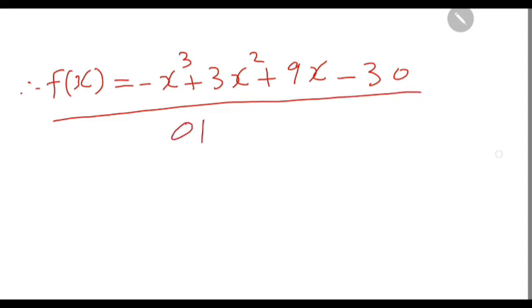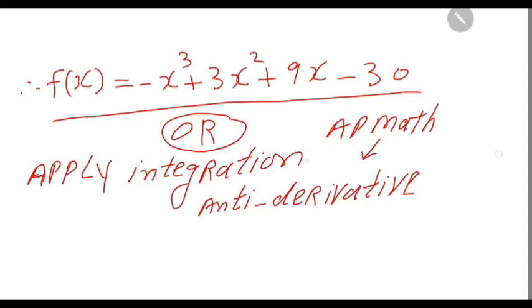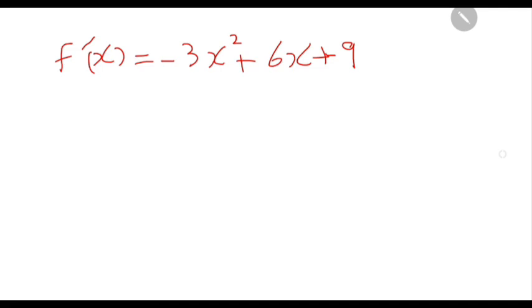Now I'm going to show you the second method you can apply. This is AP Math concepts. Apply integration, the antiderivative, the inverse of the derivative, and then I can solve this question. I'll show you how to determine the equation of the cubic graph. This is the second method: find the equation of f of x by integrating the first derivative. The given derivative is -3x squared plus 6x plus 9.